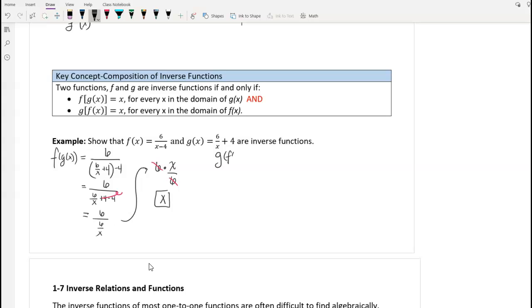To find that, we just work in the opposite direction, putting f of x in. So now we have 6 over x minus 4 plus 4. We're going to multiply by that reciprocal just like we did beforehand. So x minus 4 over 6 plus 4. Well, these 6's cancel out. I'm left with x minus 4 plus 4. These two minus 4's plus 4's cancel out, and I'm just left with the value of x. So based on this, we can say that f is the inverse of g, and g is the inverse of f.